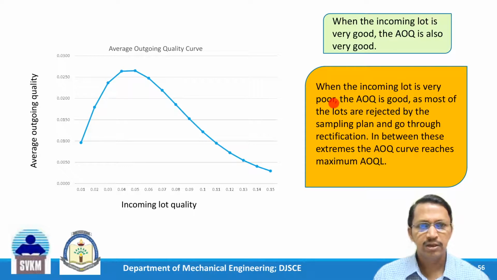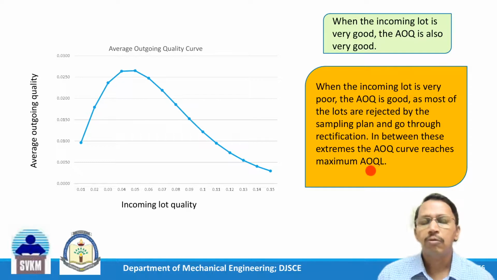When incoming lot is very poor, the AOQ is good, as most of the lots are rejected by the sampling plan and go through the rectification process. In between these extremes, the AOQ curve reaches maximum, AOQL. So what is happening? Because of rejection and replacement, outgoing quality is remaining good only. Even though incoming quality is poor, outgoing quality is remaining good only.